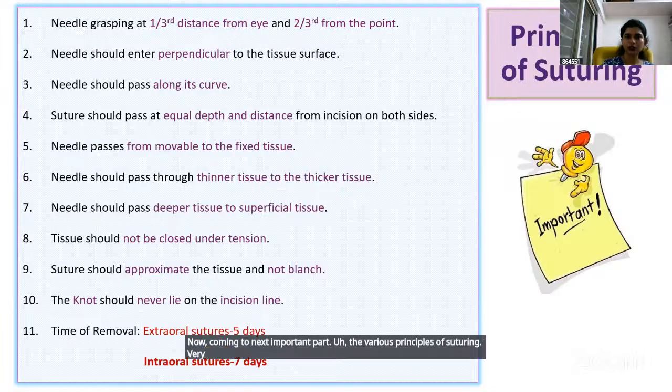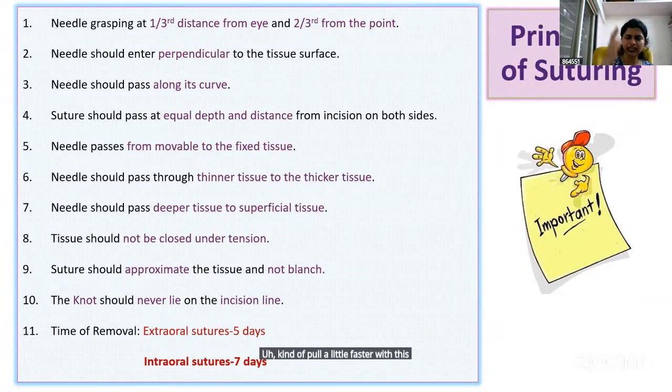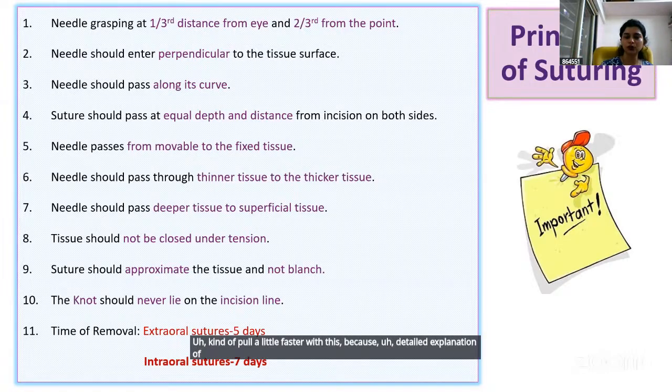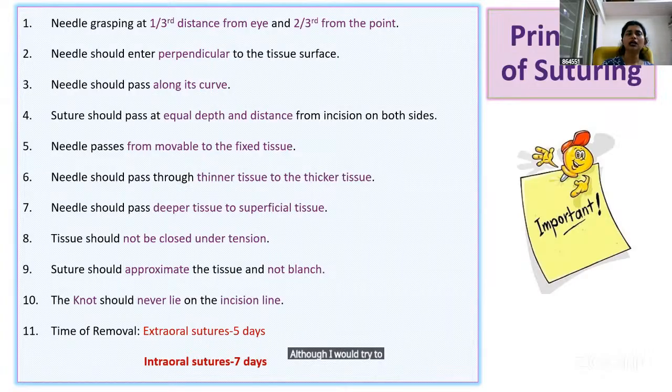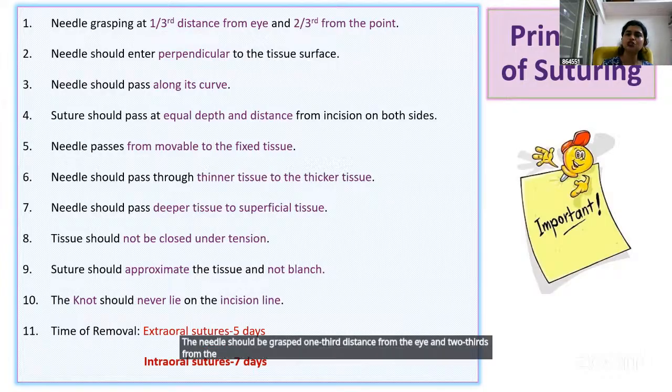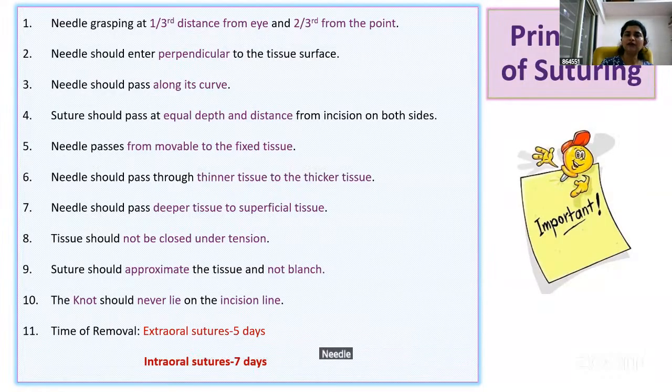Very, very important. So I would have to go a little fast with this because a detailed explanation of it is not under the purview of this seminar here, although I would try to describe it a little bit. Needle grasping: where it should be held when you are doing the suturing. The needle should be grasped 1/3 distance from the eye and 2/3 from the point. Never should it be very close to the needle point, because that will make the penetration into the tissues difficult.